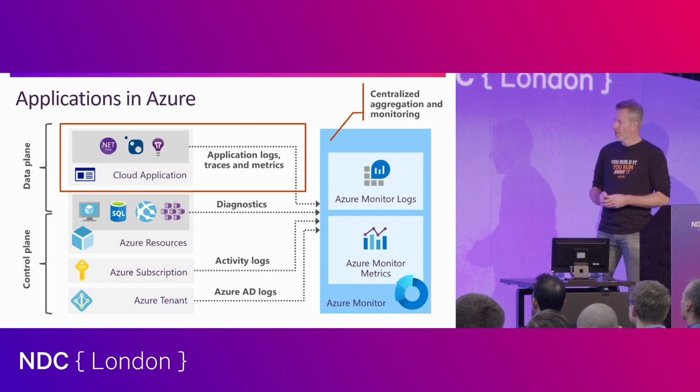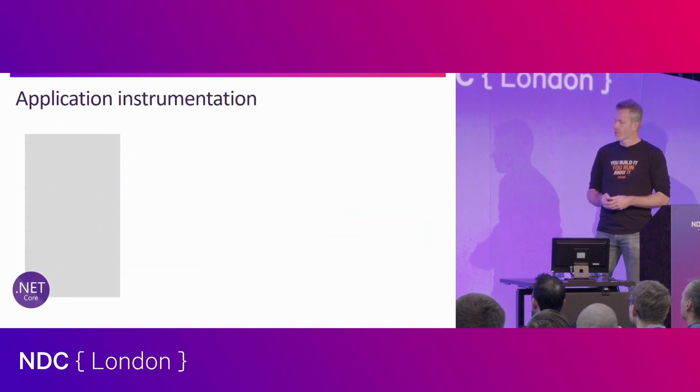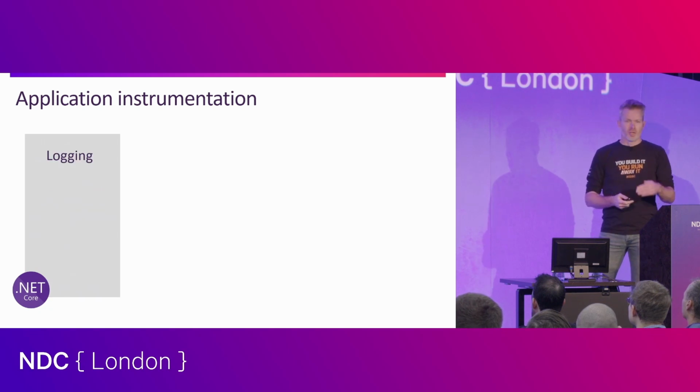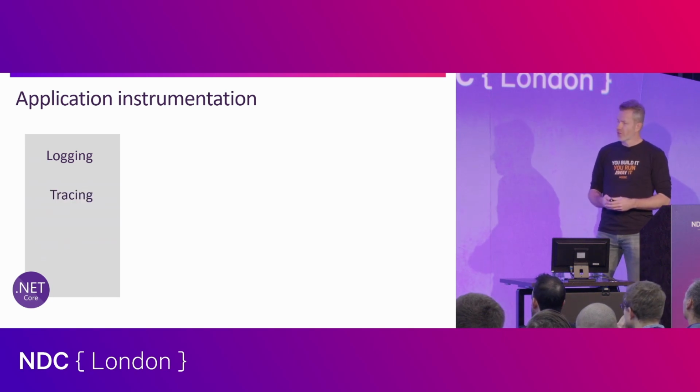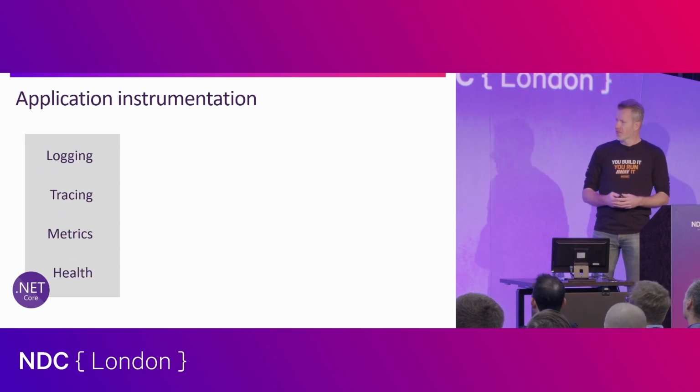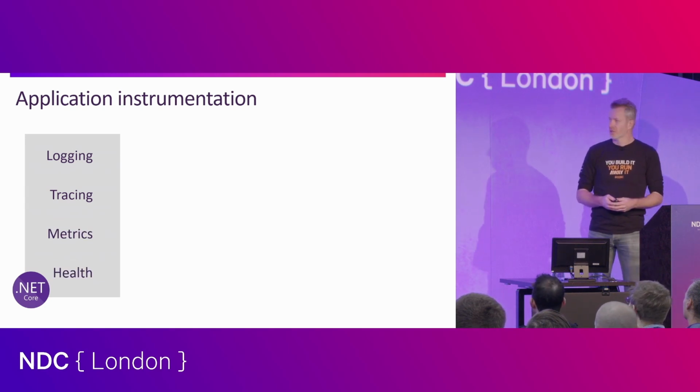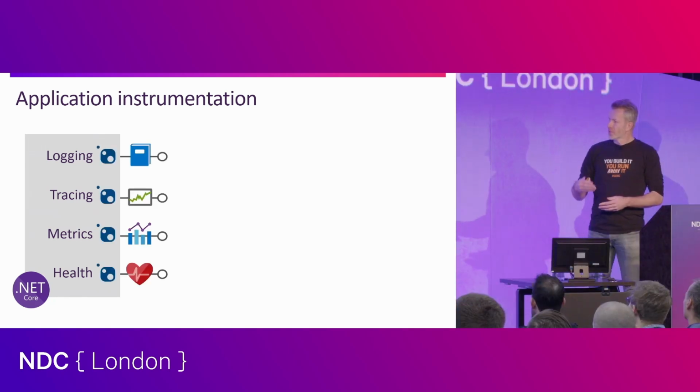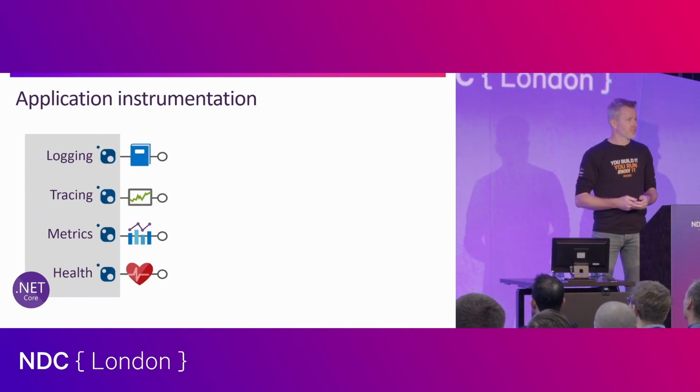Focus for today. All right, so how do you do this application instrumentation? There are 4 parts to this. There's logging, that's recording stuff. There's tracing, following stuff. The metrics, that's numbers. And there's the health, how are we doing? So with those 4, that's 4 things that your application can do to provide richer instrumentation.